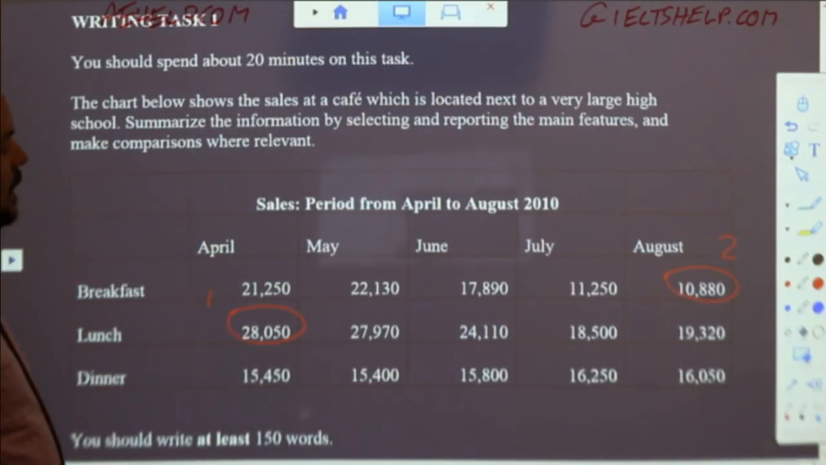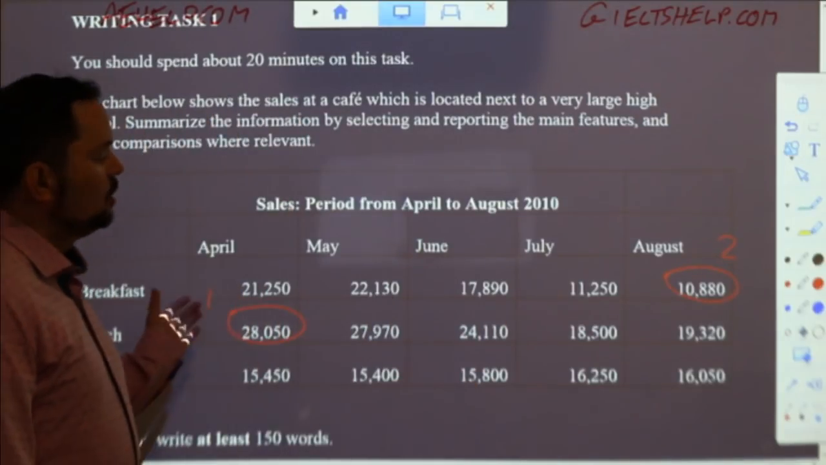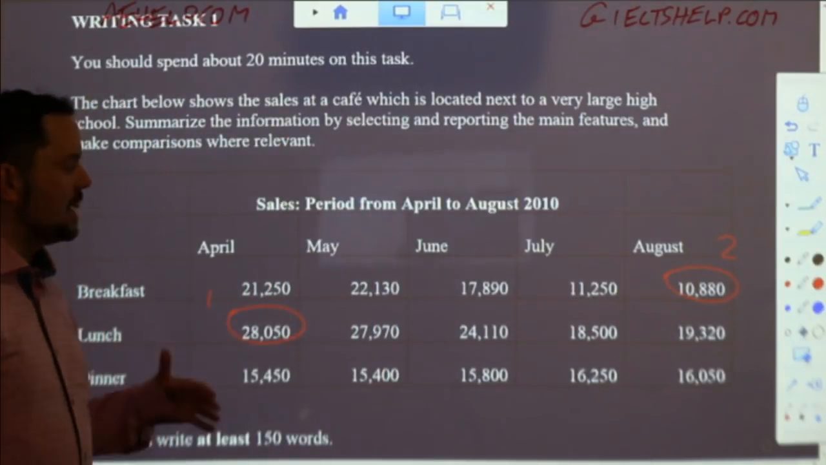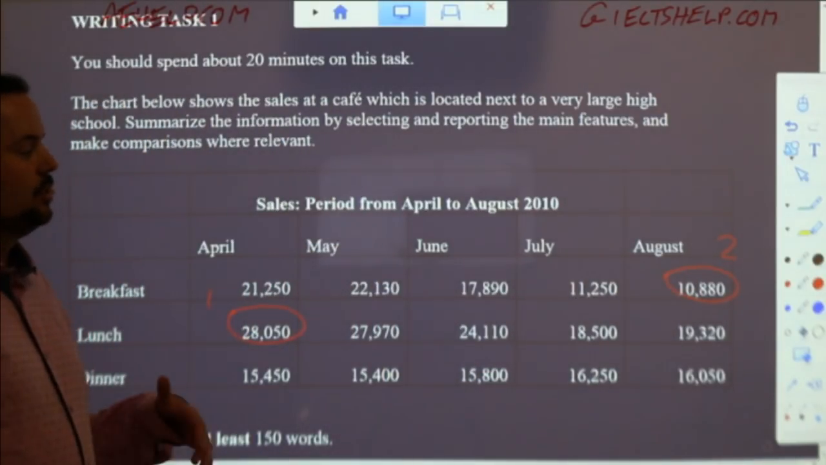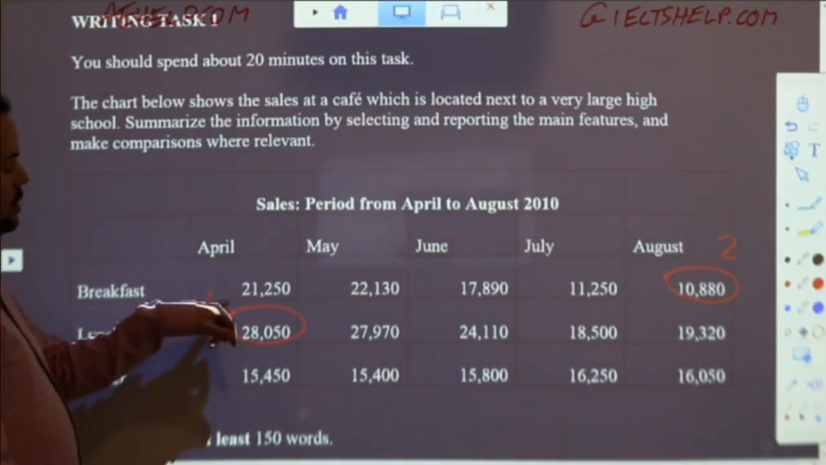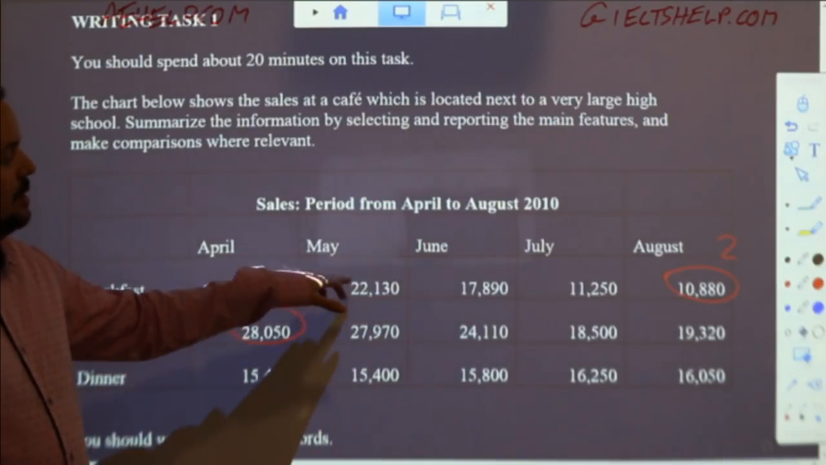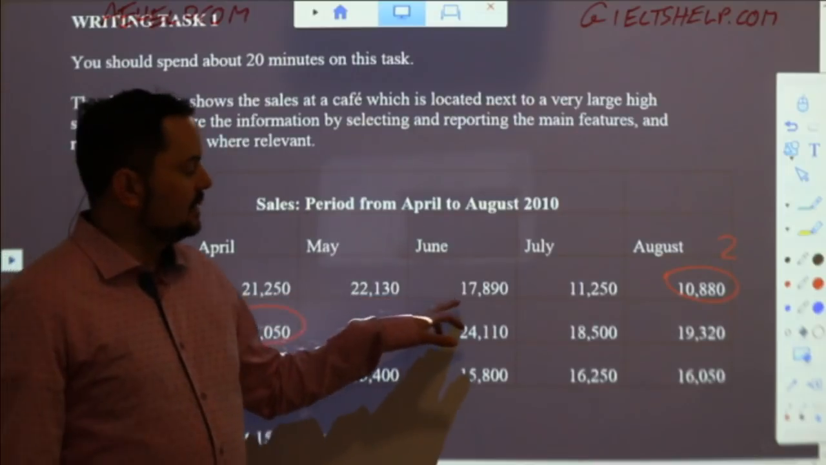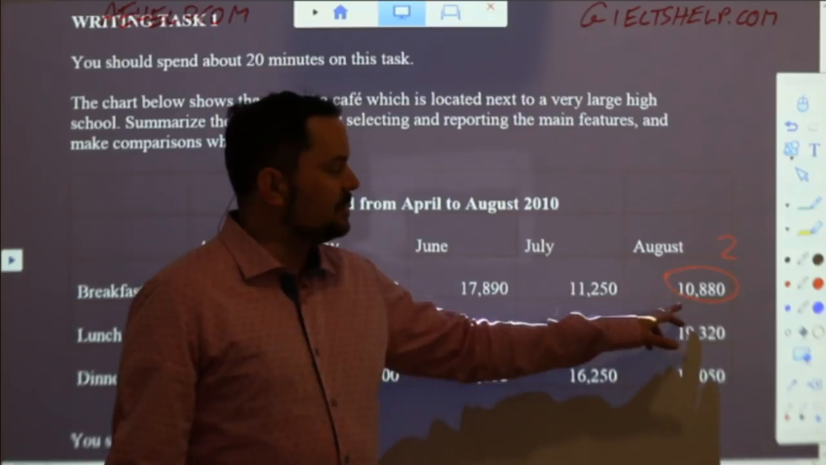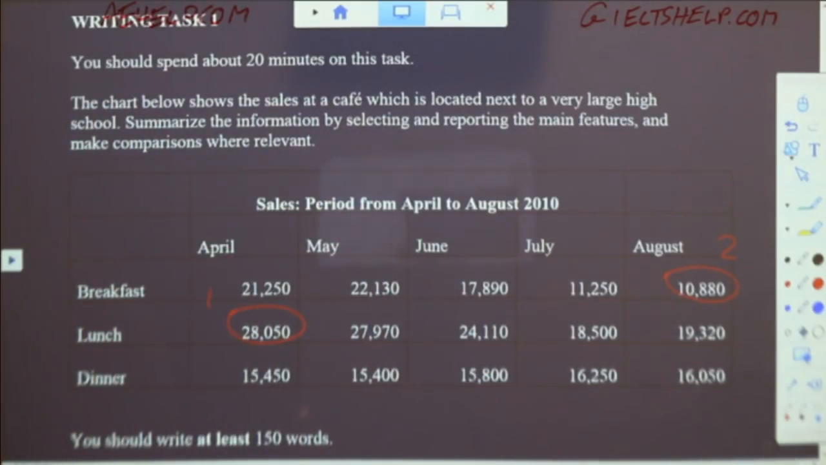Okay, so what you want to do here is a quick tally. Okay, is another way to say totaling. You want to do some simple math, a quick tally of these. Now, all you want to do is round up and down and add up the numbers. So you don't have to have an exact number, you just want to round. So 21,250 becomes 21,000. 22,130 becomes 22,000. 17,890 becomes 18,000. This becomes 11,000. This becomes 11,000.